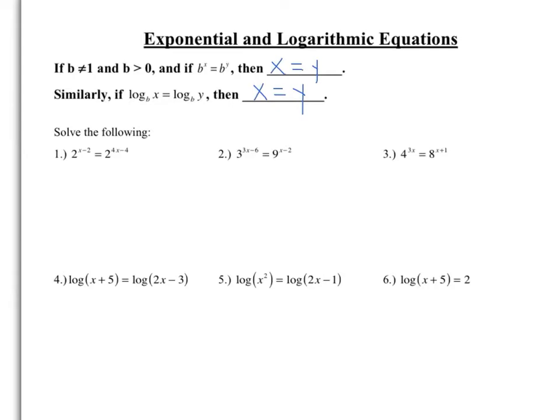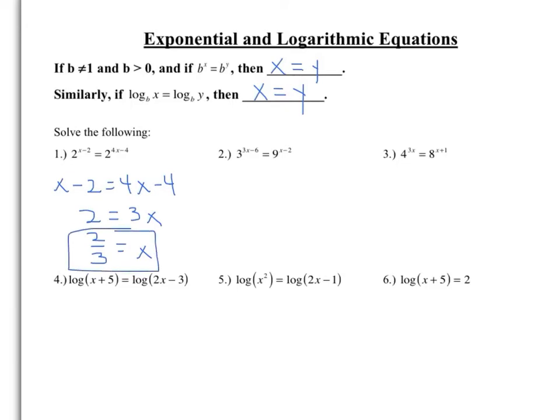So for number 1, again, this is that first property. We have a base of 2 here on the left and a base of 2 on the right. So that means that our exponents have to be equal to each other. So we're going to make an equation. So x minus 2 equals 4x minus 4. They're the exponents. We're going to go ahead and solve this for x. So we end up with, let's see, 2 equals 3x. So your x value is 2/3. Let me put a box around that.